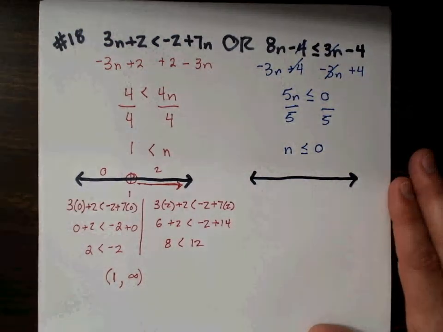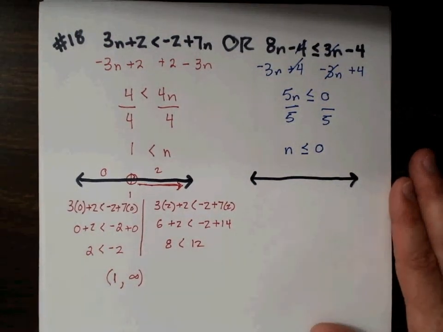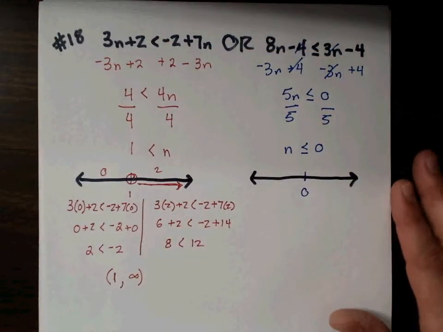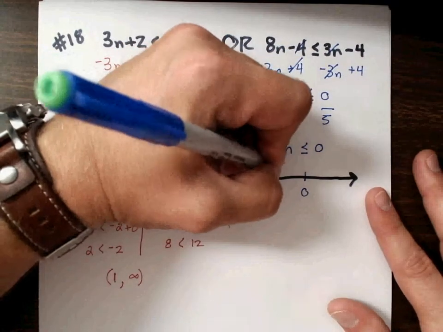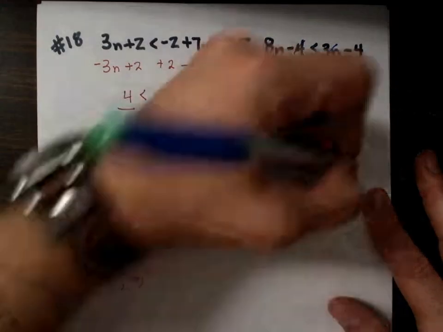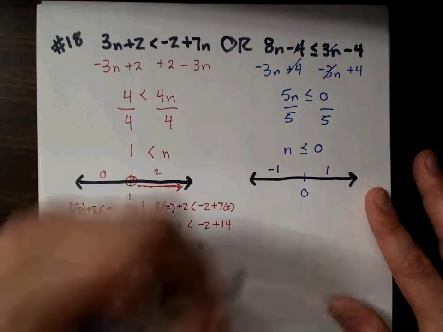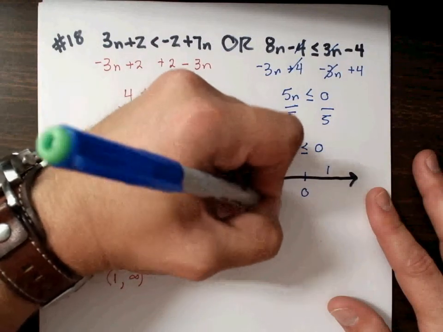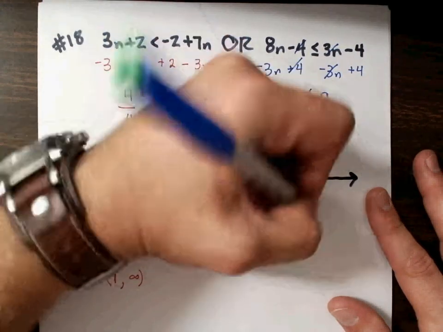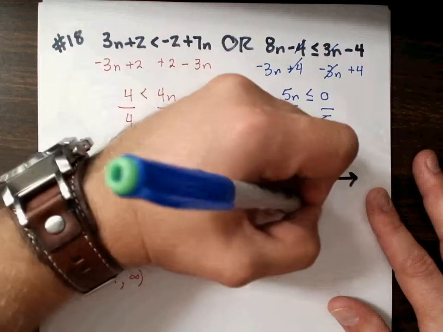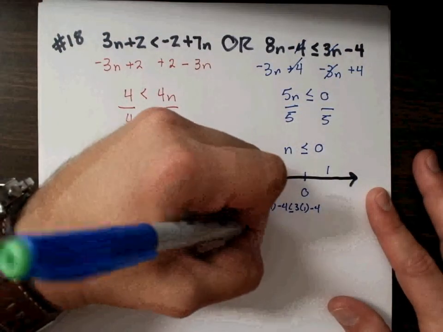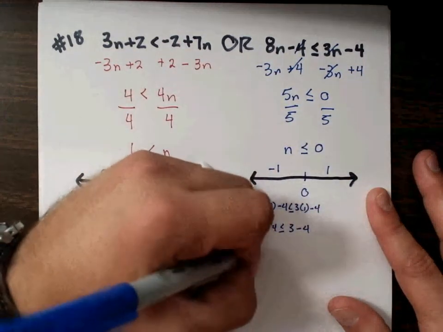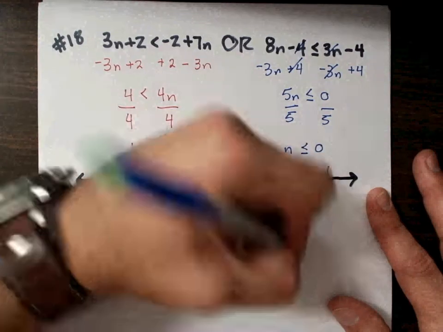Now, this question right here also should be helping some of us work the problems on the front page. Okay, so checking 0. What number is to the left of 0? -1. To the right of 0? +1. So that's what we're going to check. So the first one is going to be 8 times -1 minus 4 is less than or equal to 3 times 1 minus 4. This is going to be -8 minus 4 less than or equal to 3 minus 4. This is going to be -12 is less than or equal to -1.